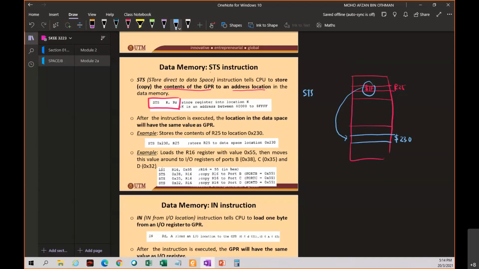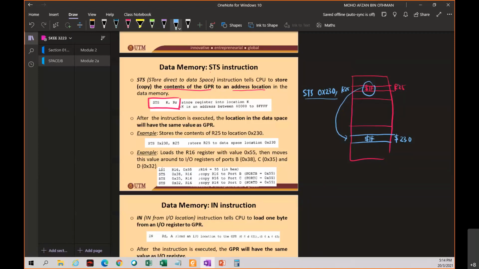Okay, so you just simply lah use the STS. Okay, K. K is your destination address. So 0x230. Okay, the alamat, the tempat yang kamu nak simpan. And Rr is your source register. What is our source register? R25. So what happen? After you execute this line here, so alamat 230 ni akan ada value 1F. Okay, so value 1F dekat R25 tak berubah, masih sama.